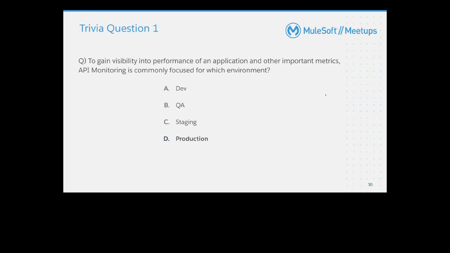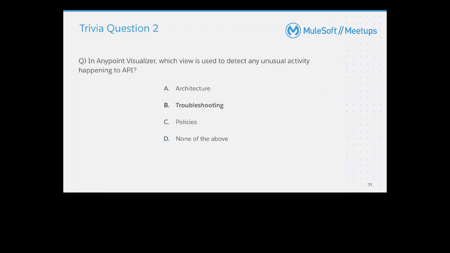Let me just read out what the question was. In Anypoint Visualizer, which view is used to detect any unusual activity happening to an API? And the answer is B, troubleshooting. Parth, did you want to provide some insights or shed light on that?